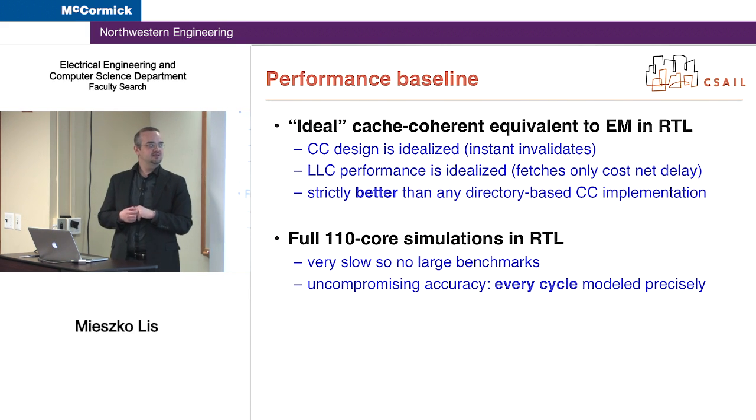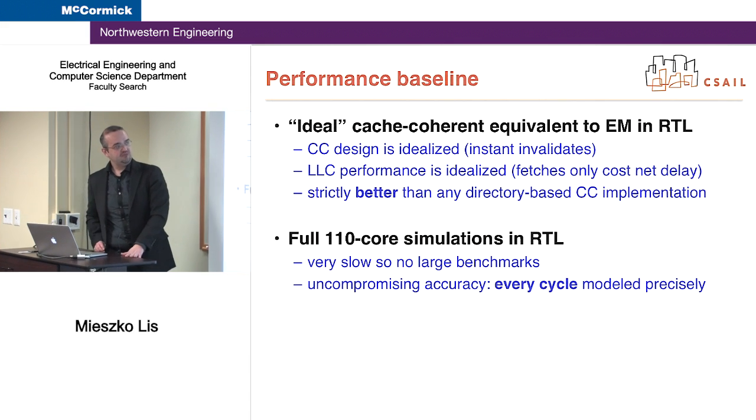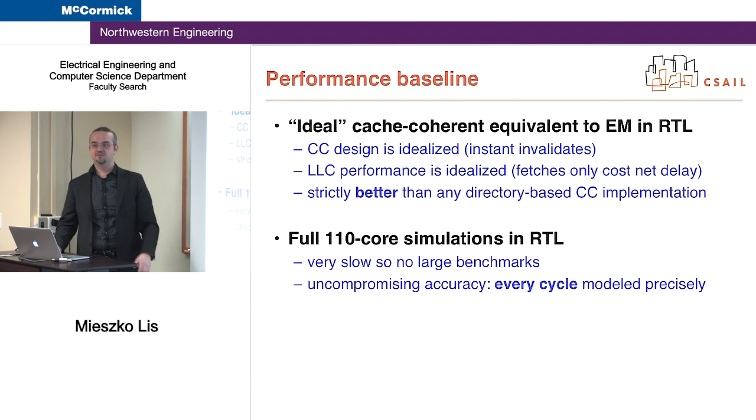Also, the last level cache, in our case L2 performance, is idealized, so when you fetch, it only costs you network delay, and this also benefits cache coherence because they tend to do more L2 fetches than we do. So this is strictly better than any directory-based implementation that people have proposed, certainly that I can imagine.